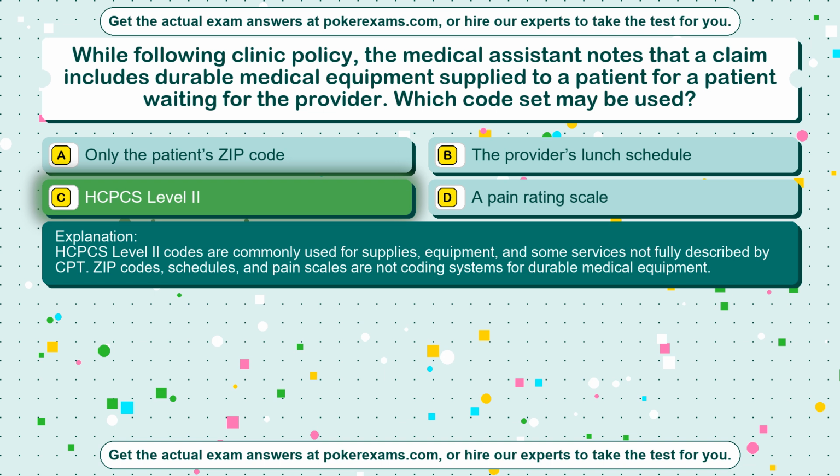HCPCS Level 2 codes are commonly used for supplies, equipment, and some services not fully described by CPT. Zip codes, schedules, and pain scales are not coding systems for durable medical equipment.